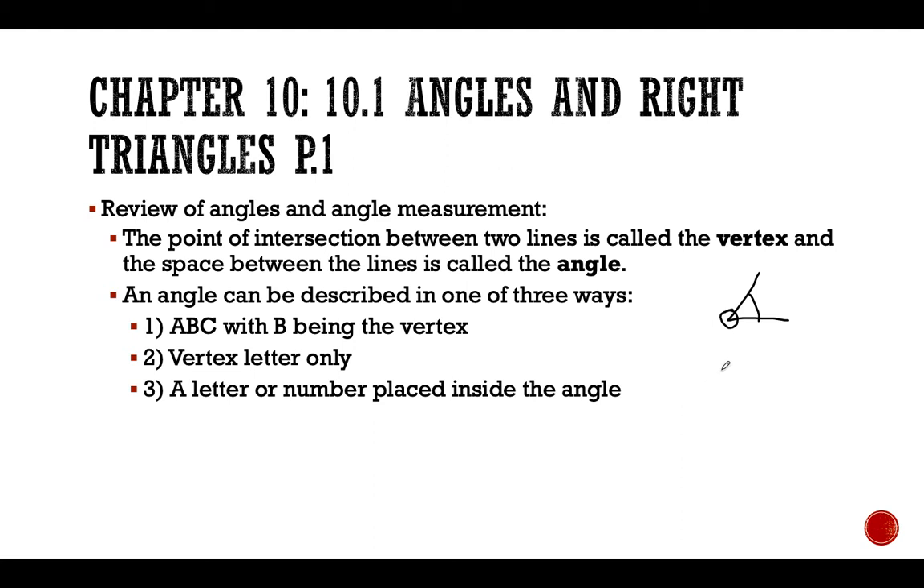An angle can be described in one of three ways. Either ABC, with B being at the vertex, or the vertex letter only, so in this case that would be V, or a letter or number placed inside the angle.